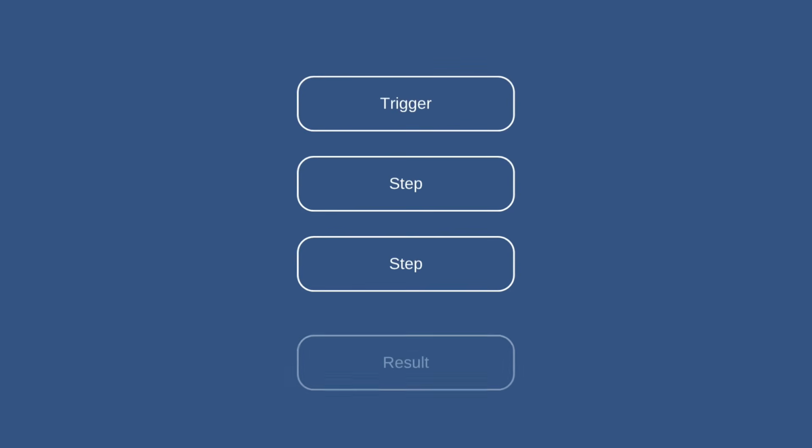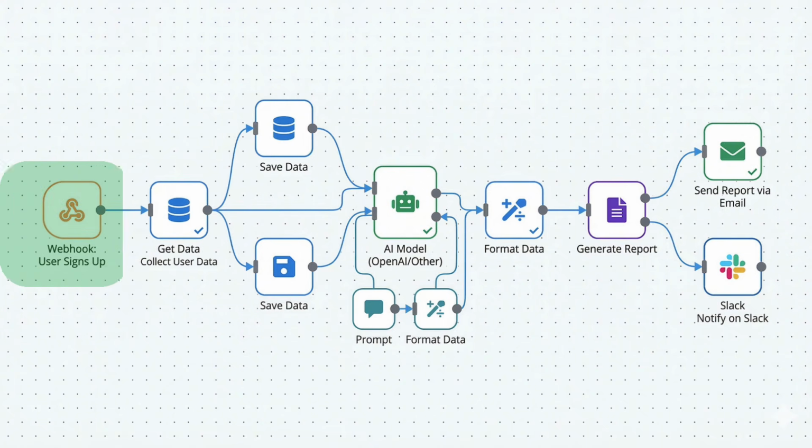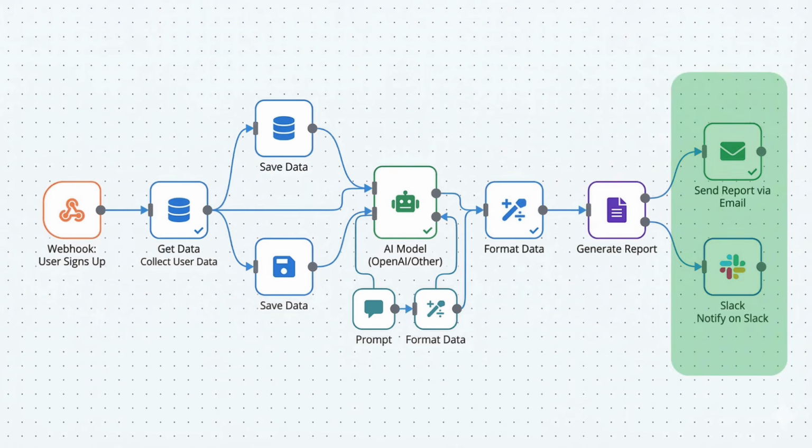So in this case, the first worker is N8n and the second worker is OpenClaw. With N8n, you design a workflow step by step. It looks like this: a trigger, a step, then another step, and then a result. For example, the user signs up, collect their data, send it to an AI model, generate a report, send an email, and notify Slack. Every step is predefined. You built the pipeline. N8n simply executes it.